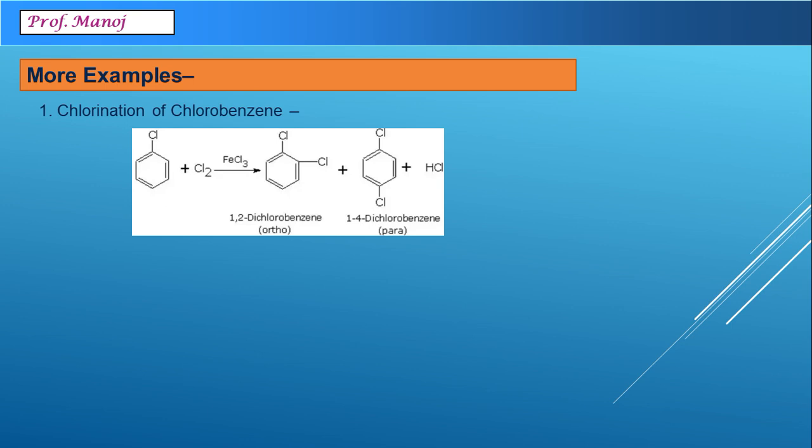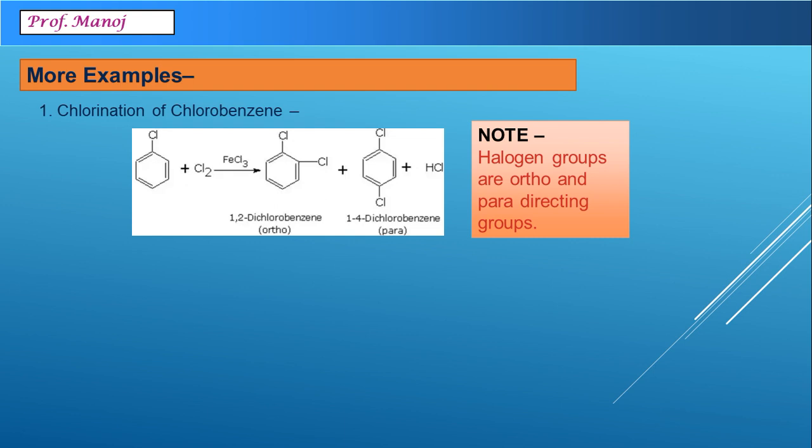One is orthochlorobenzene and second is paradichlorobenzene. Here we should remember that halogen groups are ortho and para directing groups. That is why incoming chlorine is directed at ortho and para positions.